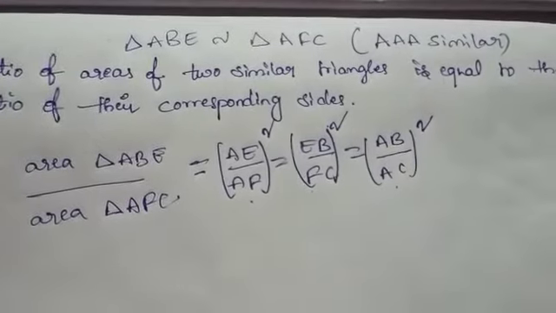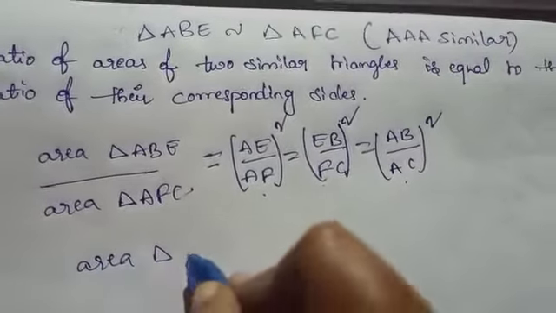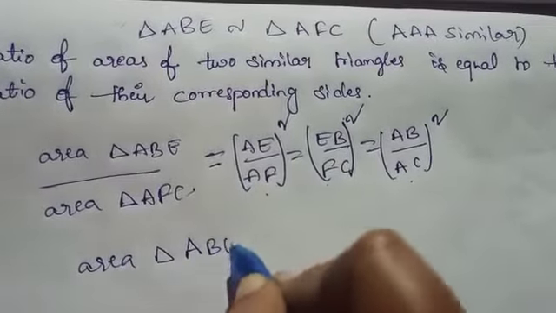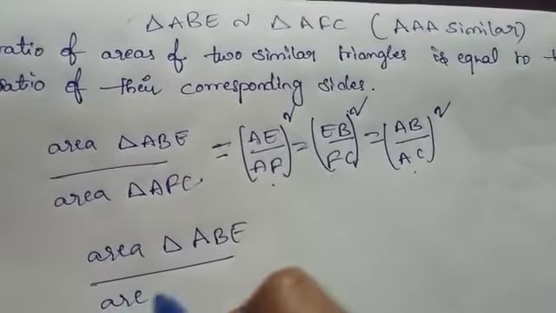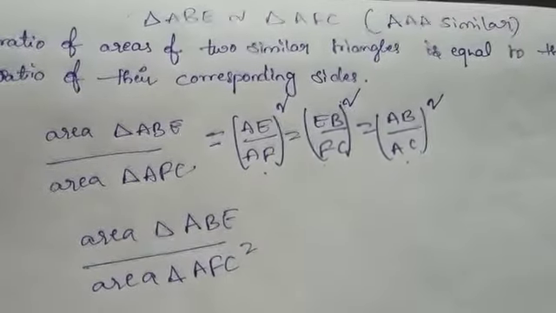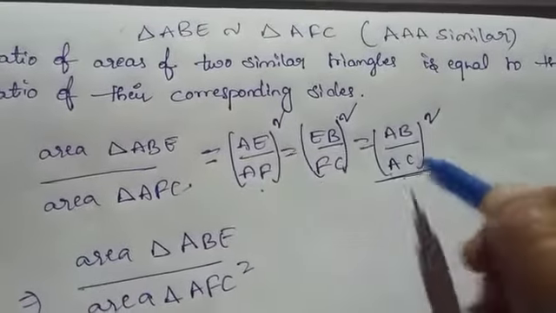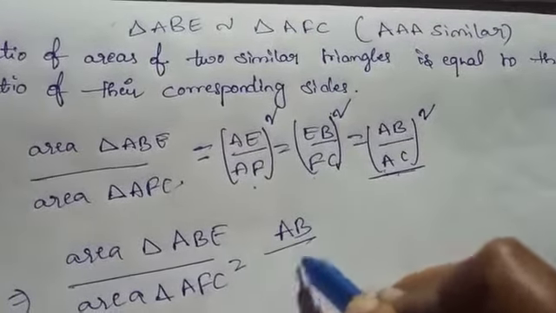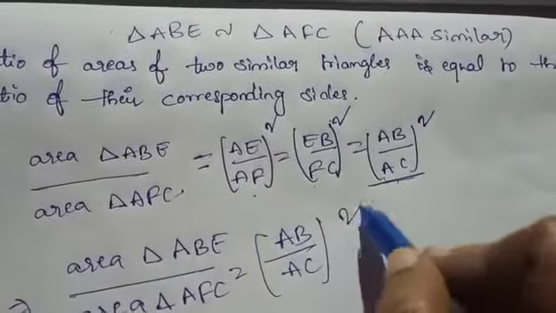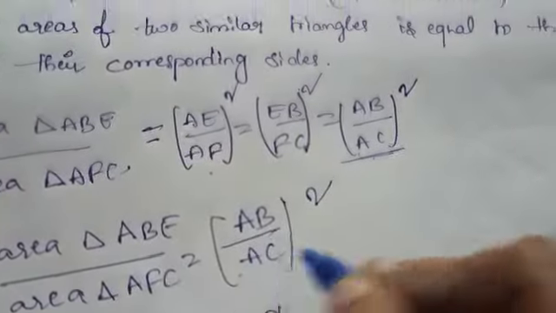Okay, area of triangle ABE by area of triangle AFC equal to AB by AC whole square. Here AB equal to x. What is the value of AC? See this figure.